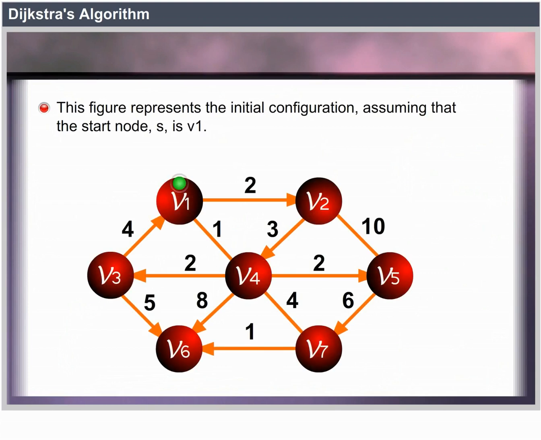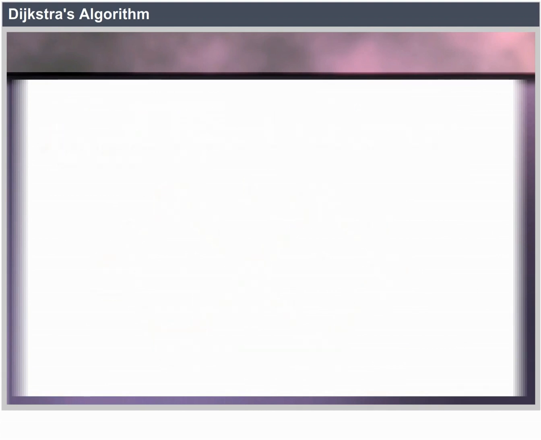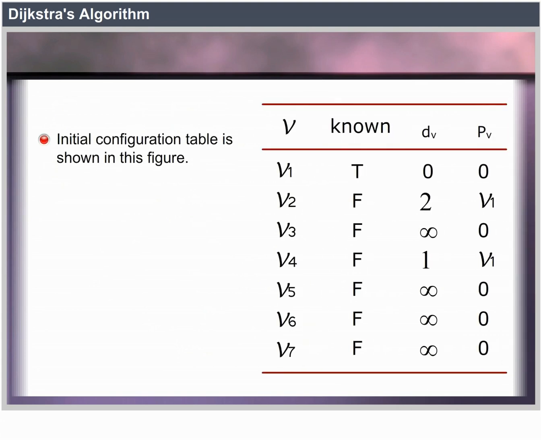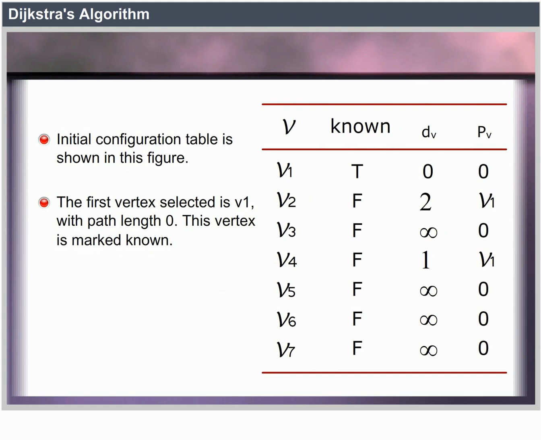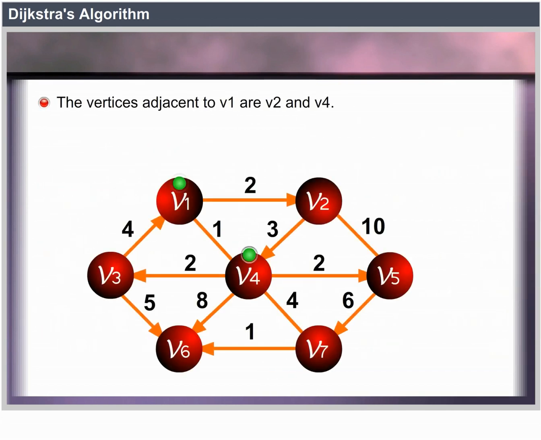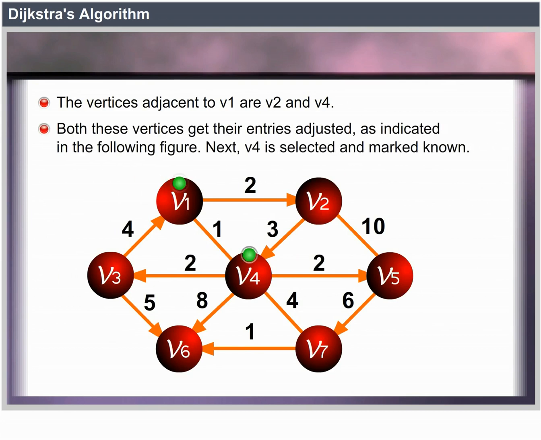This figure represents the initial configuration, assuming that the start node s is vertex v1. Initial configuration table is shown in this figure. The first vertex selected is v1 with path length 0. This vertex is marked known. Now that v1 is known, some entries need to be adjusted. The vertices adjacent to v1 are v2 and v4. Both these vertices get their entries adjusted as indicated in this figure.